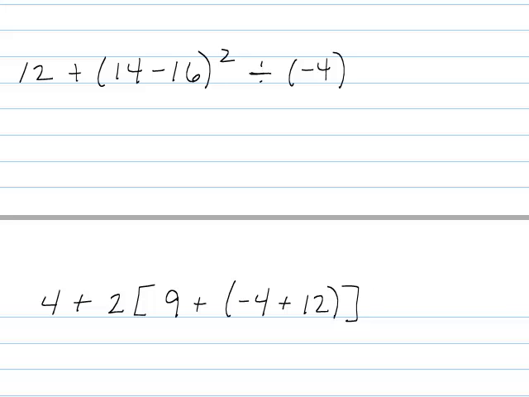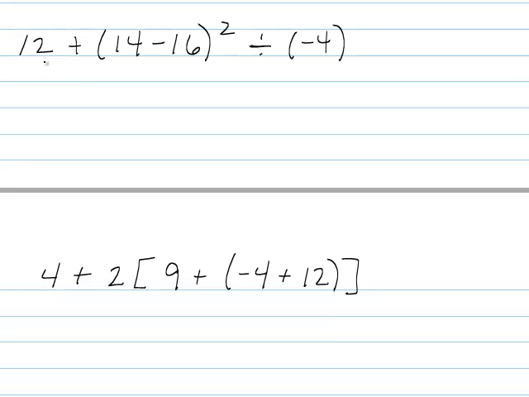Okay, so here are two more problems that we'll do. 12 plus 14 minus 16, the quantity squared, divided by negative 4. First thing we do is what's inside the parentheses, so I'll just rewrite the 12 so I don't forget it, plus what's inside here, 14 minus 16. We find the difference between them, that's 2. The sign will be negative, so 14 minus 16 is negative 2 squared divided by negative 4.